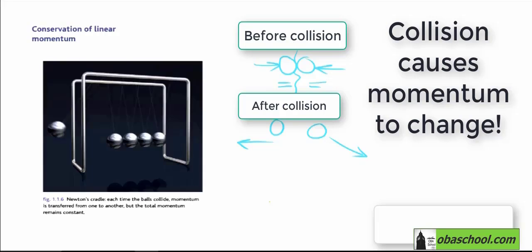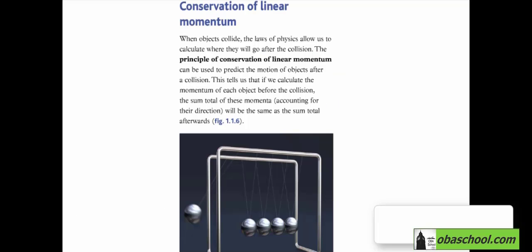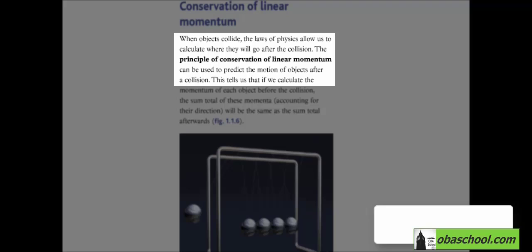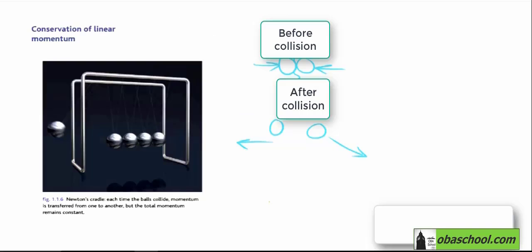So the laws of physics are going to help us determine what happened to the momentum of each body and where their next positions will be when they collide. The laws of physics allow us to calculate where they will go after the collision. The principle of conservation of linear momentum can be used to predict the motion of objects after collision, which is exactly what we were talking about. So let's start with the explanation.